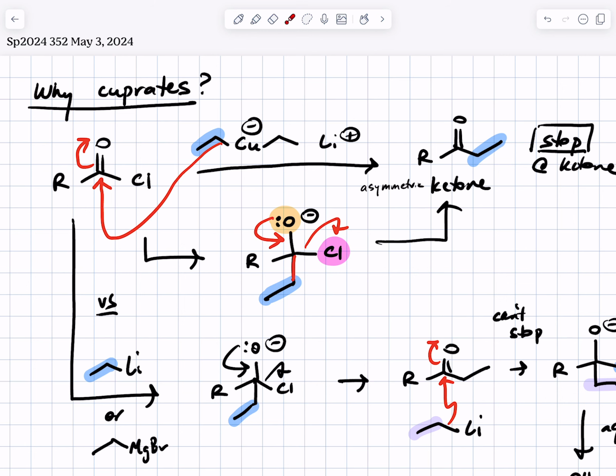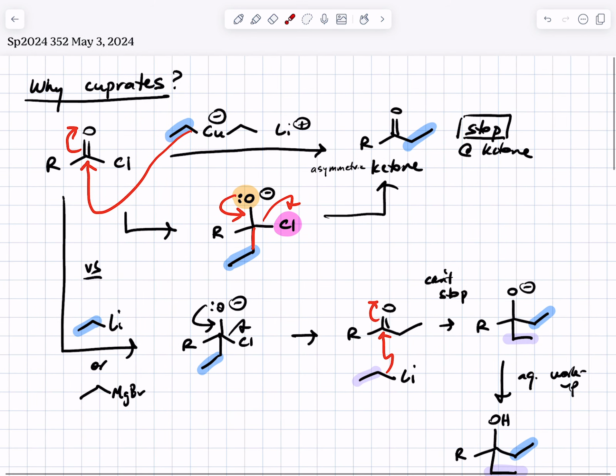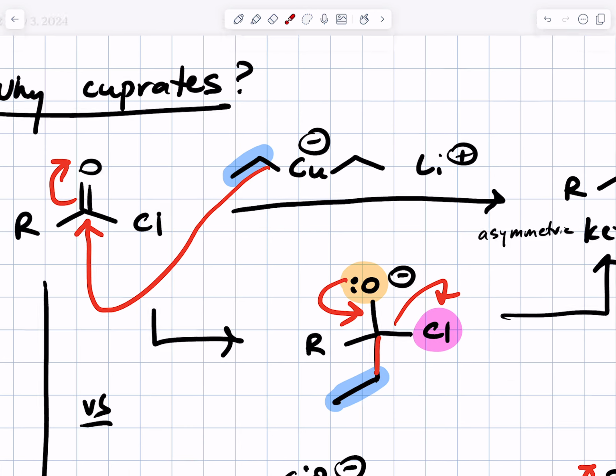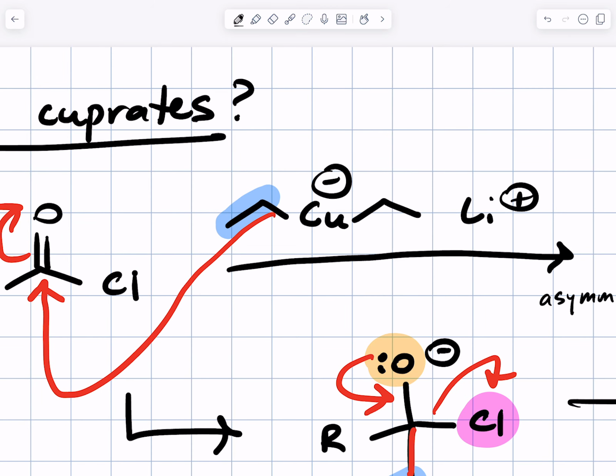Yes? Is there a reason why usually in the textbook and practice problems they put 2 equivalents of a cuprate reagent instead of just 1? I don't actually think that they use 2 equivalents. Are you noticing that there's 2 things on the cuprate? Is that what you're talking about? No, just sometimes they put a parentheses and then 2 and then liquid cuprate. Like, no, what you're actually seeing, I just saw it in the practice problem.